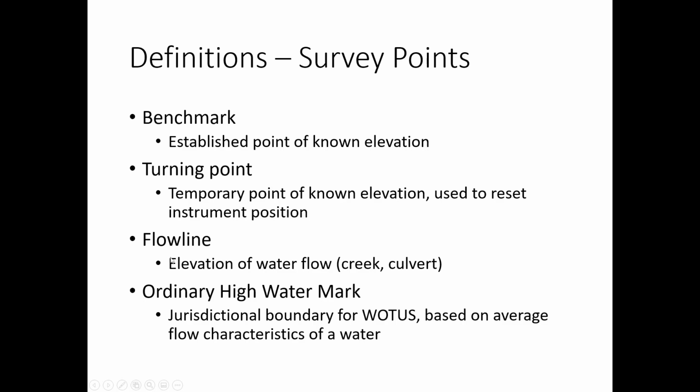So I mentioned these earlier. A flow line is just the elevation of the water flow for a creek or a culvert. And again, I'll reference that later, but basically this is the lowest point at which water flows to get into a creek or a culvert. The ordinary high water mark, we'll discuss in a bit more detail, but basically this is a jurisdictional boundary for a waters of the United States. This is the regulatory waters based on the Clean Water Act, and it's based on the average flow characteristics of a water, and you just have to be able to identify that in the field based on characteristics of the creek.